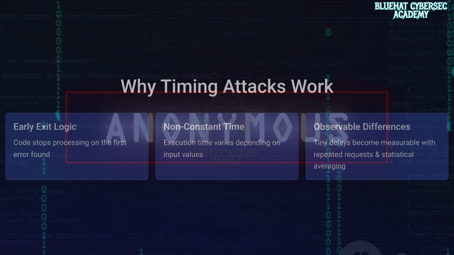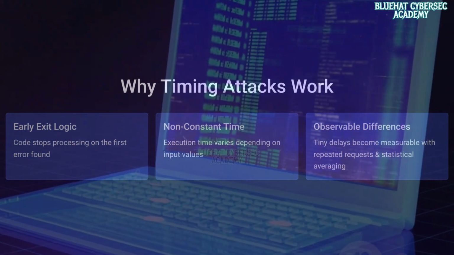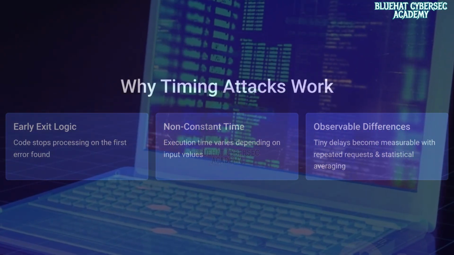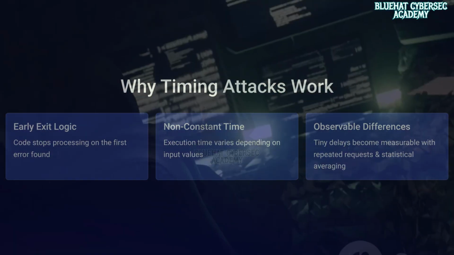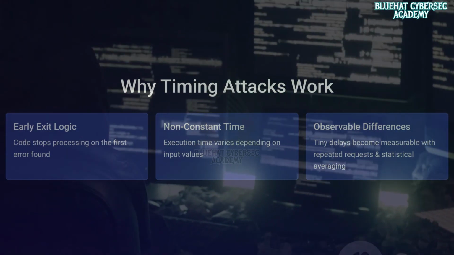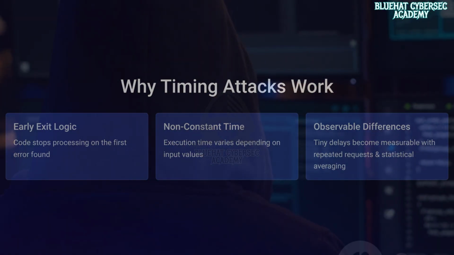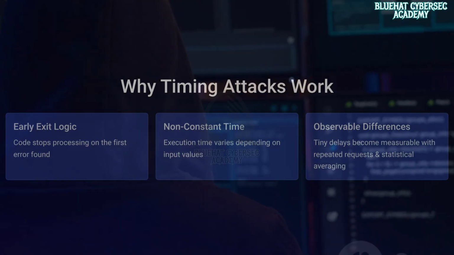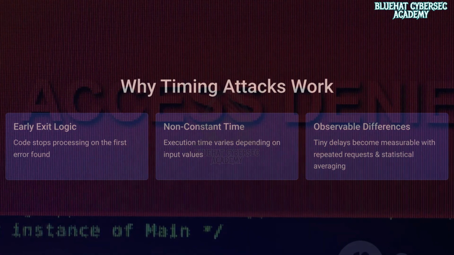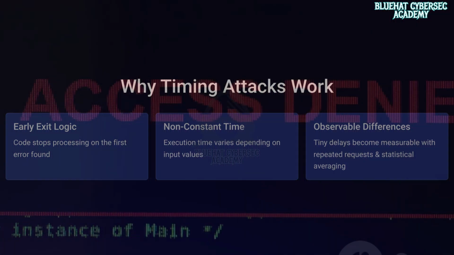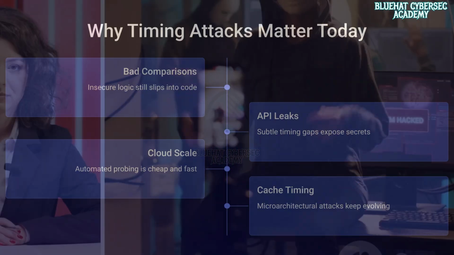So how do we actually prevent timing attacks? First, use constant time algorithms, making sure that comparisons take equal time no matter the input. Second, avoid early returns. Never exit loops on the first mismatch. Third, you can add artificial delays, but this should be done carefully because it's not really a complete solution. Fourth, use trusted libraries, since modern cryptographic libraries already implement safe comparisons. Fifth, apply rate limiting to reduce the number of attempts an attacker can make. And finally, monitoring and logging are key to detect repeated probing attempts.